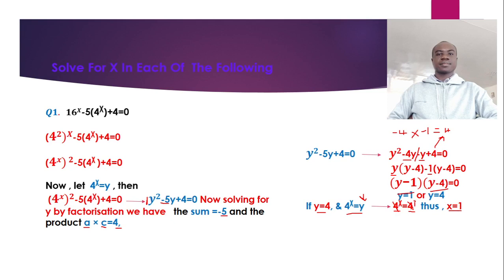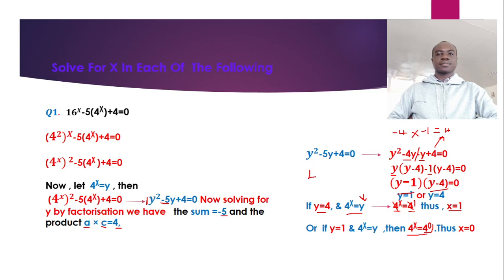Now we've also found that y is equal to 1. Let's see how we are going to deal with that. We know that y is equal to 1, which means 4 to the power x is equal to 1, right? Now you may be surprised to say I have not equated this expression to 1, instead I've equated it to 4 to the power 0, right?